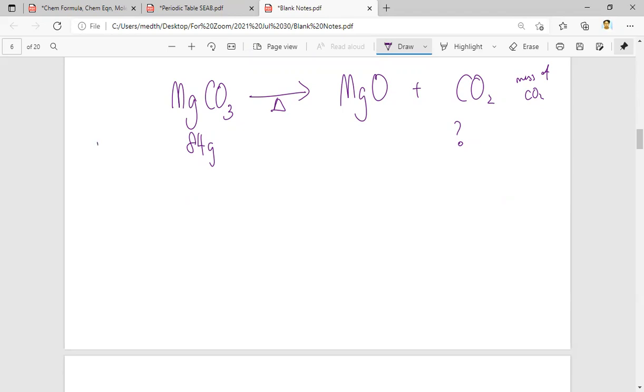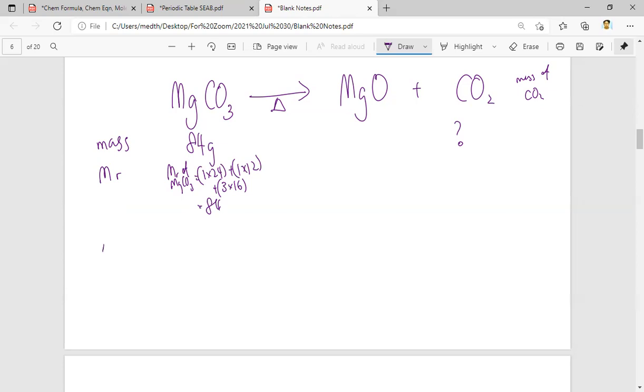Before we go in, let's create the table. Start from mass. Second row should be MR. Third row should be mole. So, mass of magnesium carbonate. Next, let's find the MR of magnesium carbonate. This is equivalent to 1 times 24 plus 1 times 12 plus 3 times 16. If you press your calculator, this is 24 plus 60, you get 84. Sorry, the MR is 84.